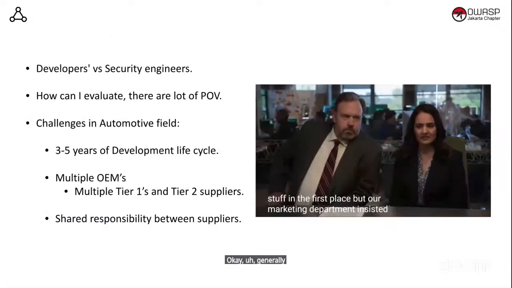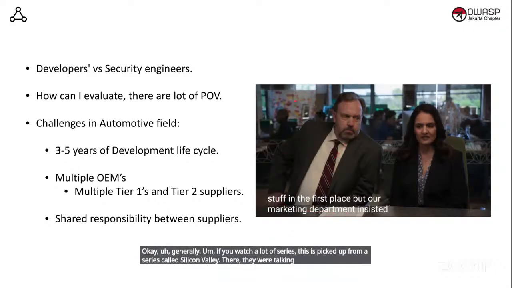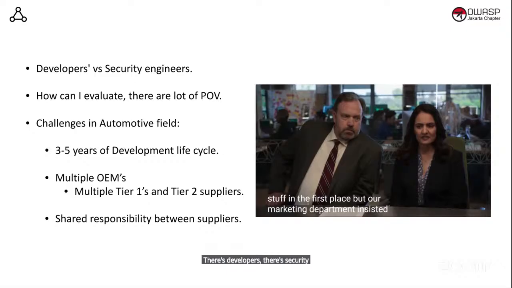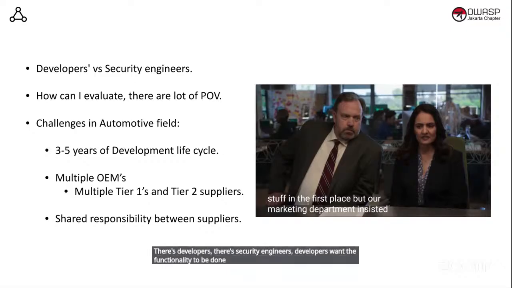Generally, if you watch a lot of series, this is picked up from a series called Silicon Valley. There they were talking about a smart fridge getting hacked. But I thought of putting it because it actually paints the same picture which OEMs and Tier-1 suppliers have. There are developers, there are security engineers. Developers want the functionality to be done. Security engineers don't care about the functionality, they care about the security. But both of them eventually will work together to have a functionality which is secure, at least to the best they can secure it. And then there's always a question, everybody comes with their own points, and how do I evaluate everyone?